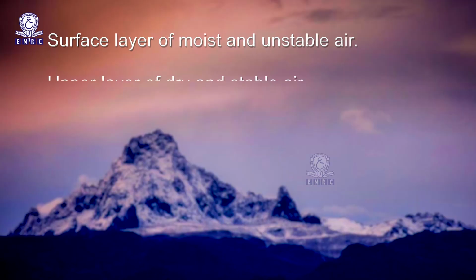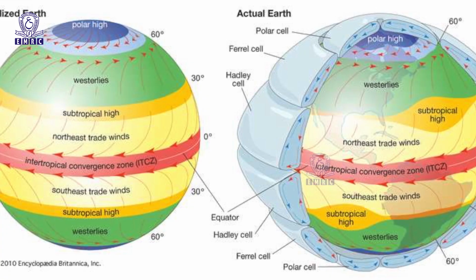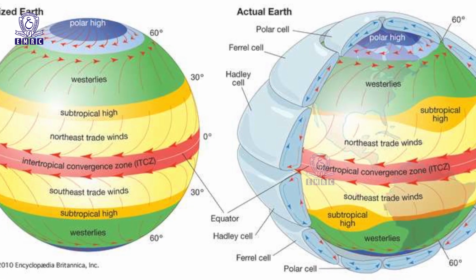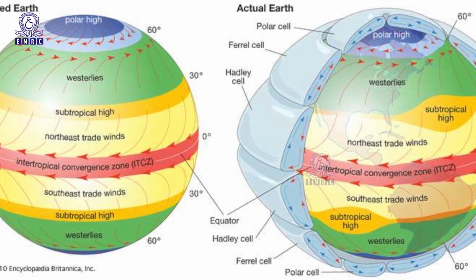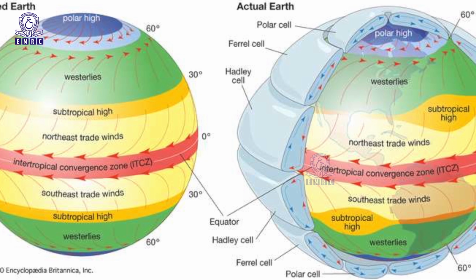Vertically, trade winds have two layers: first, the surface layer of moist and unstable air, and second, the upper layer of dry and stable air. The surface layer is characterized by a high lapse rate of temperature over the oceans up to the height of 600 meters. The surface trades are also characterized by much convective and turbulent activities over the western parts of the oceans and eastern parts of the continents.